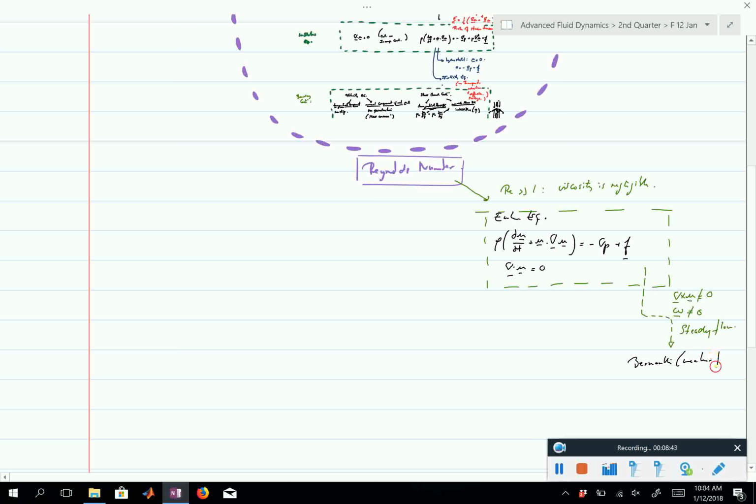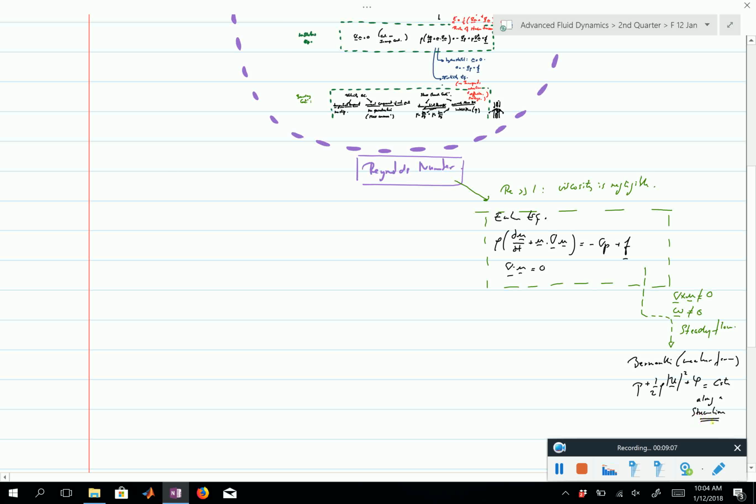The weaker form, I'll say. And so this is that your pressure plus 1/2 rho times the norm of the velocity squared, plus your force potential, is equal to a constant along a streamline.